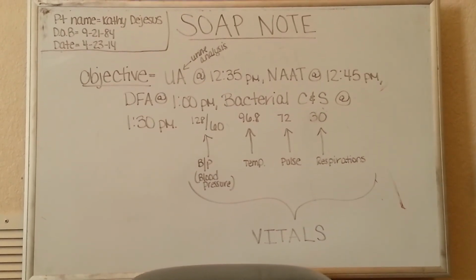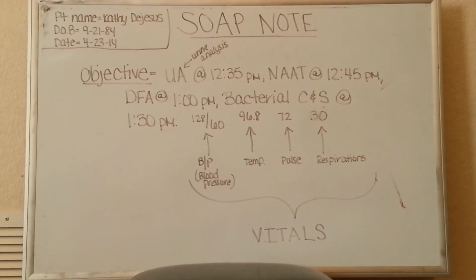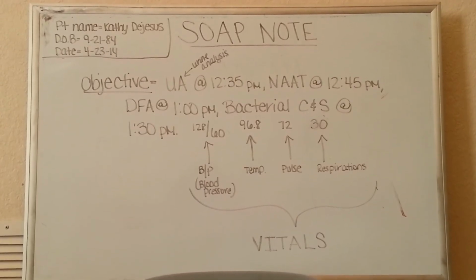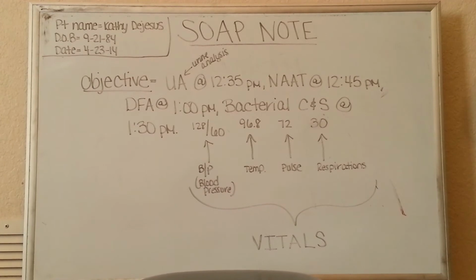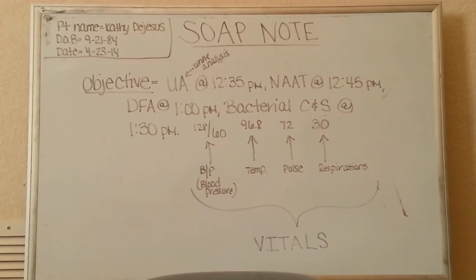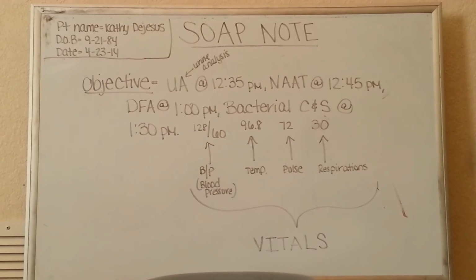In the O, this is any specific test I have done on the patient that the doctor ordered to be done and the exact time of the test. The tests the doctor orders are to help the doctor diagnose the patient with the right diagnosis. And my vital signs go in the O too.